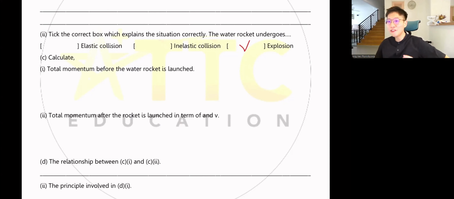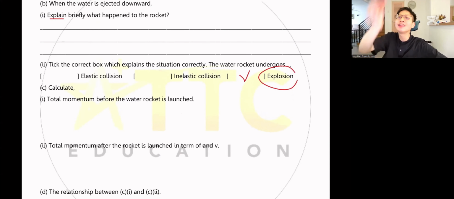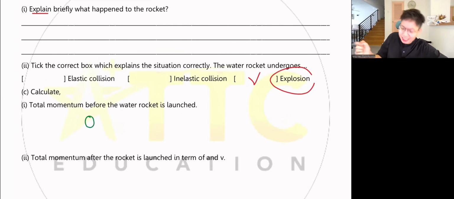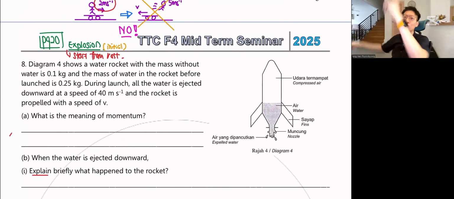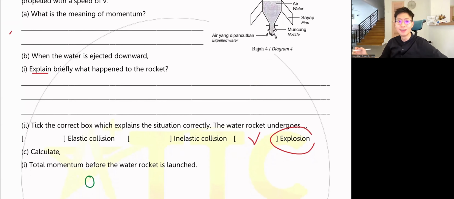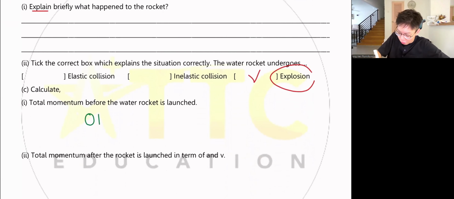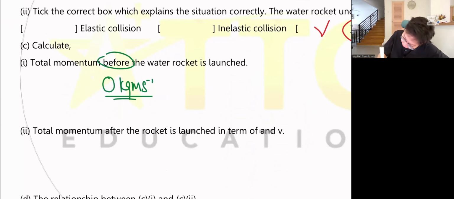If you try and calculate this, I will laugh at you because it is an explosion. So the starting momentum, how much? Before the water rocket is launched, of course, zero. What is there to count? Your water rocket is just parked there. How can it move? Where is the velocity? Correct or not? So therefore, it is 0 kg meter per second. The total momentum after is also 0 kg meter per second.